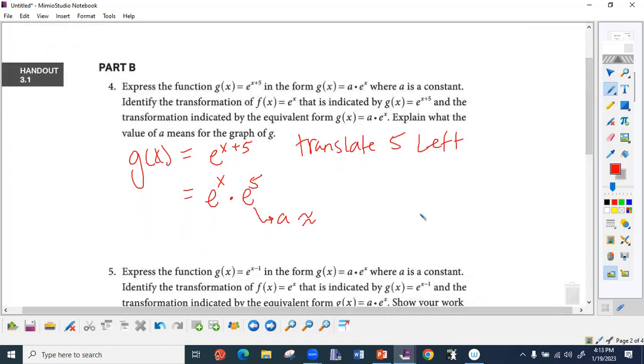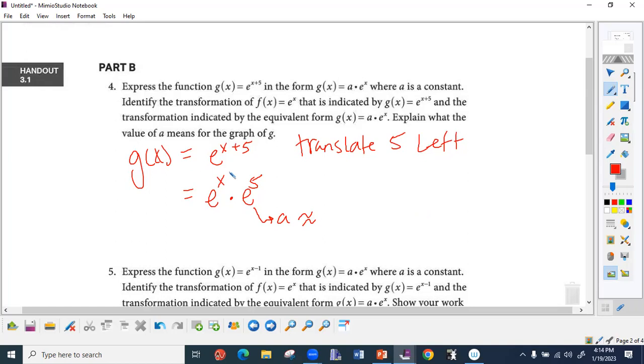Okay, and a represents our what? What do we say that a is? It plays 2 roles. I wrote it down in our notes yesterday. You can always look at your notes. It's either our stretch, compression, or reflection. Depending on its value, it's either our stretch, our compression, or our reflection, right?